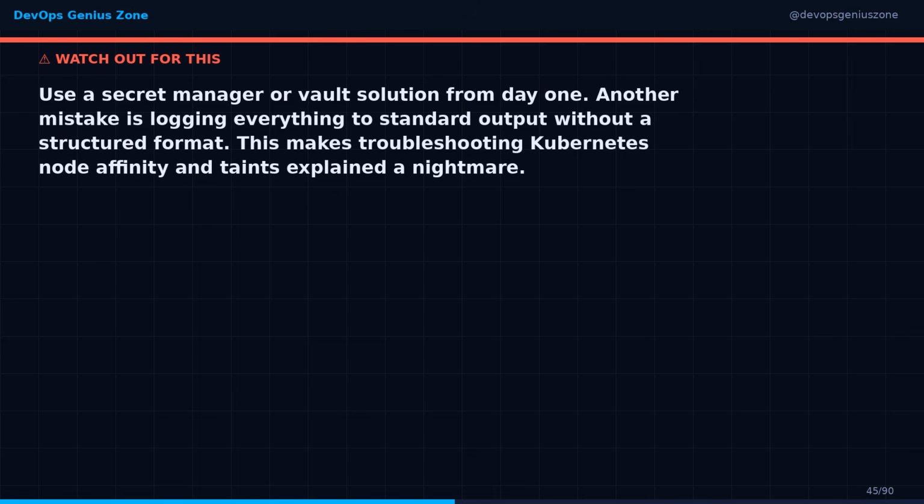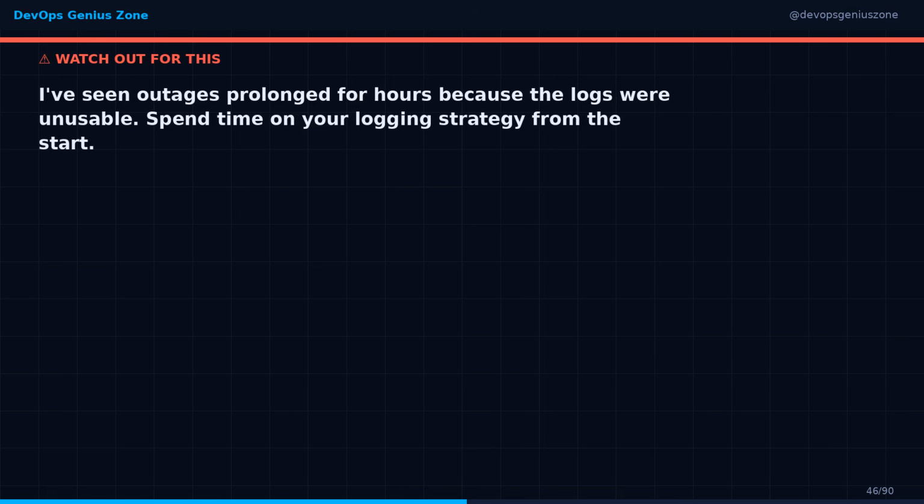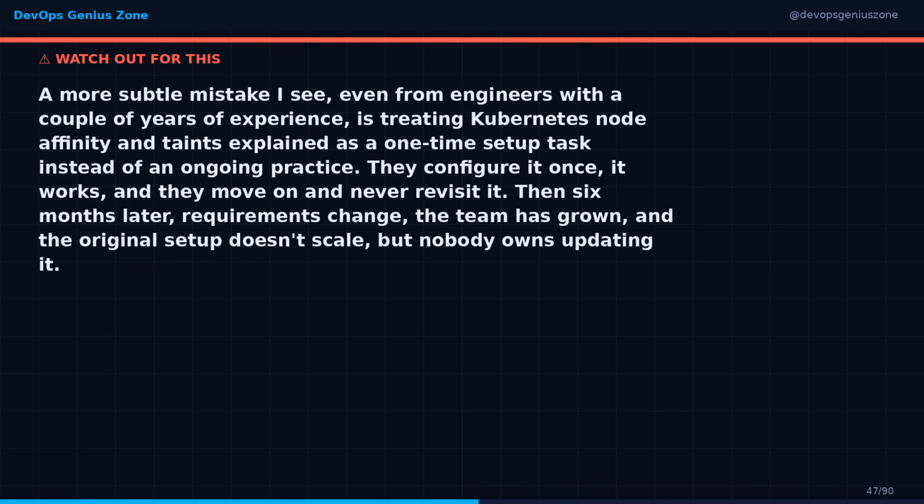They configure it once, it works, and they move on and never revisit it. Then 6 months later, requirements change, the team has grown, and the original setup doesn't scale, but nobody owns updating it. If you're working with Kubernetes Node Affinity and Taints Explained, put a recurring reminder on your calendar, monthly or quarterly, to revisit the setup and ask whether it still fits how the team actually works today.